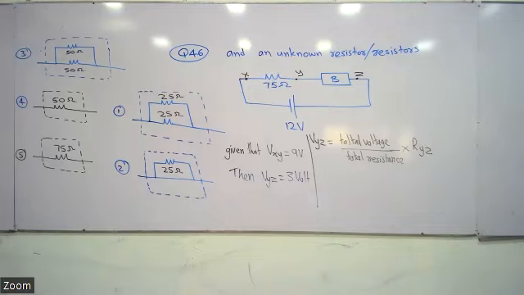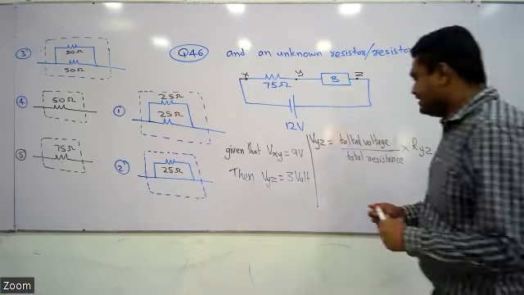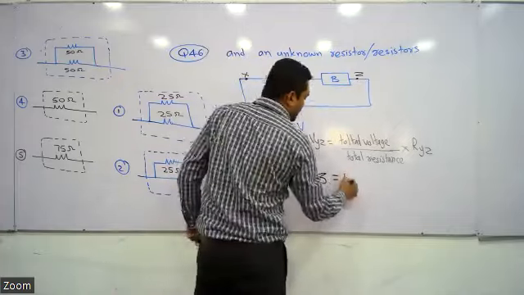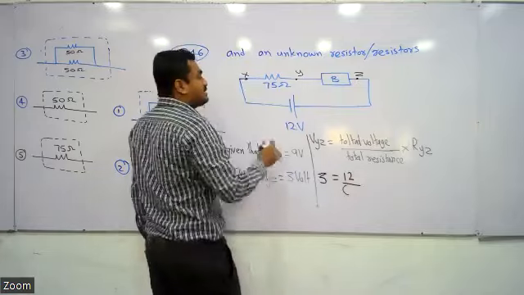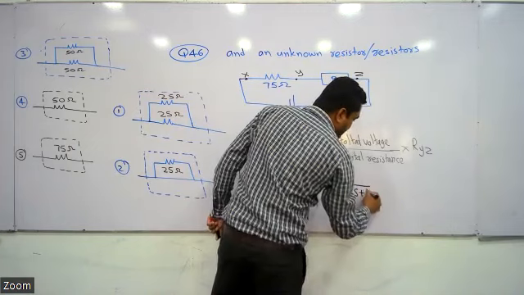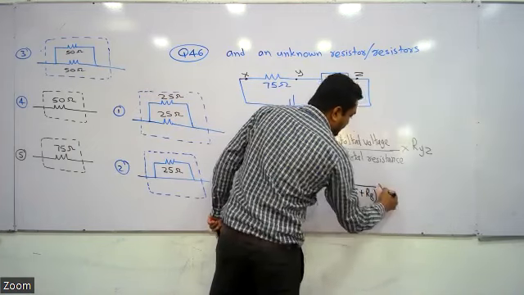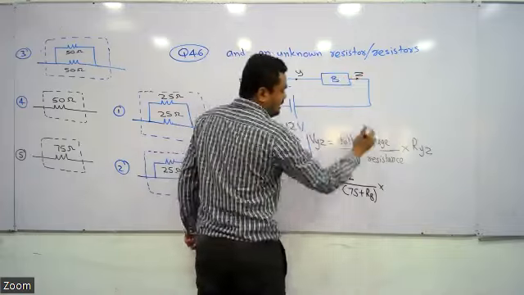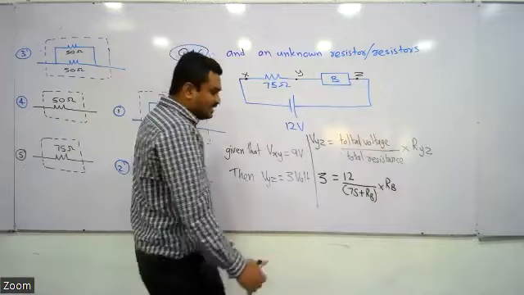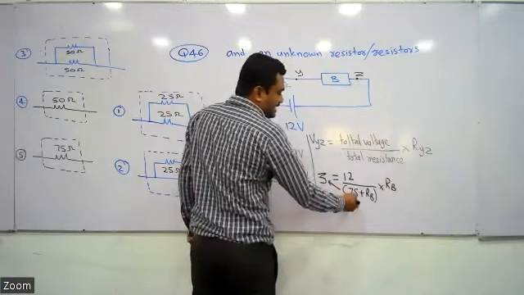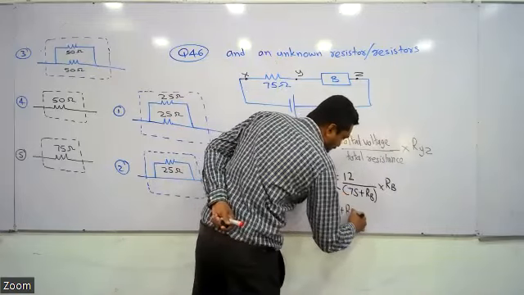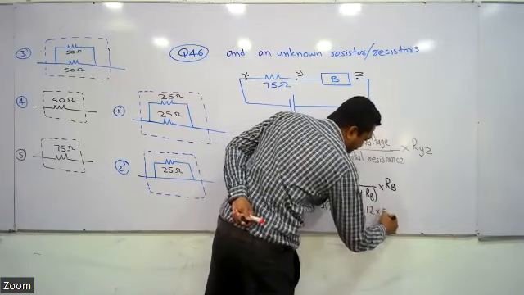Look at voltage. VYZ is 3 volt. Total voltage of the circuit is 12. Total resistance of the circuit is 75 plus RB. Resistance between Y and Z is RB. Am I right here? So if I use cross multiplication, I can take 75 and this to this side: 3 into (75 plus RB) equals 12 times RB.